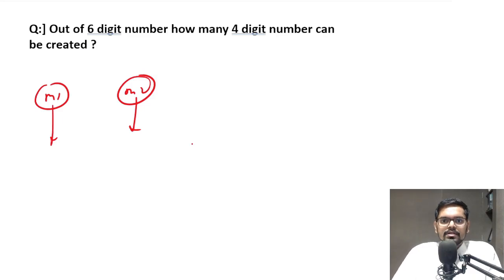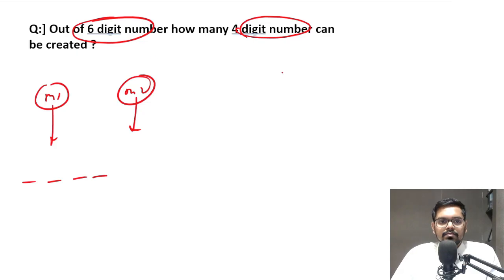So first of all, it's an arrangement question. The counting principle can be used. We have to create 4-digit numbers. So first, second, third, fourth, right? Since we have 6 digits and nothing is mentioned, which means without repetition. So the first blank got how many choices? 6, next got 5, next got 4, and finally 3. Multiply that and the answer is ready.